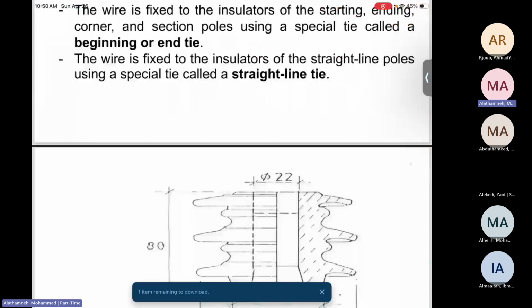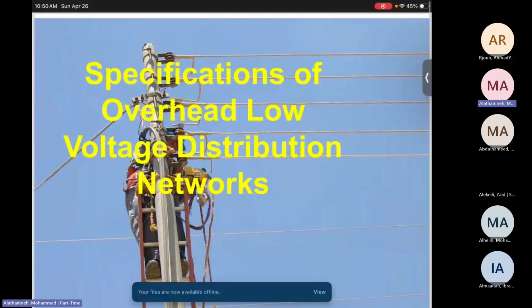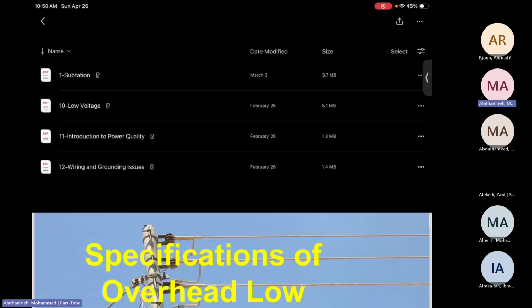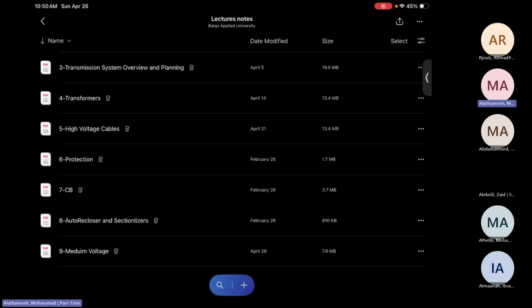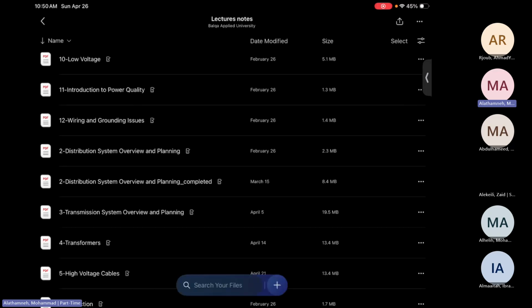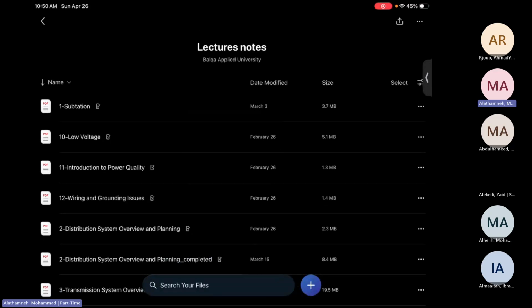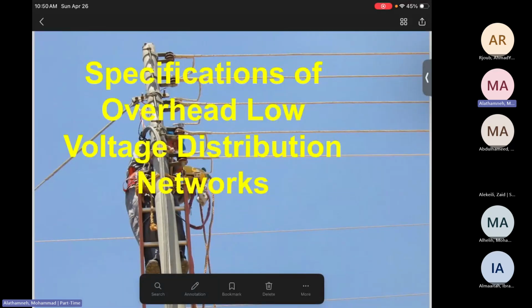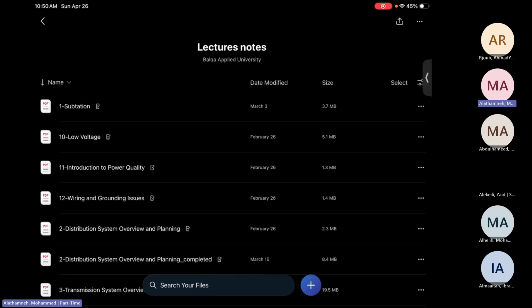Then after talking about the low voltage, we will move to an overview on the protection, then circuit breakers, auto reclosers and sectionalizers. That's our plan, but let's try to finish the overhead voltages. So that's it. Any question?